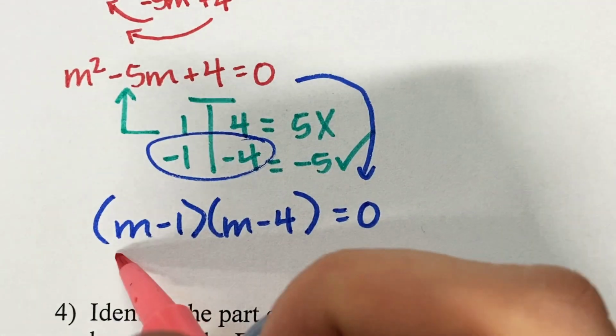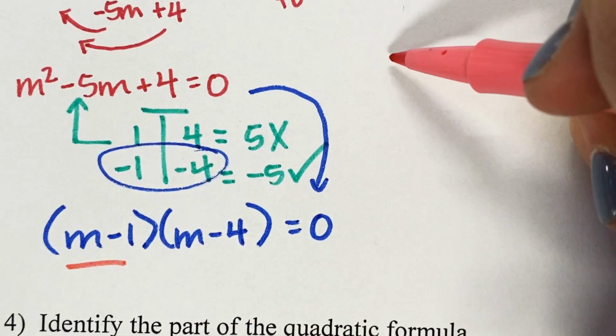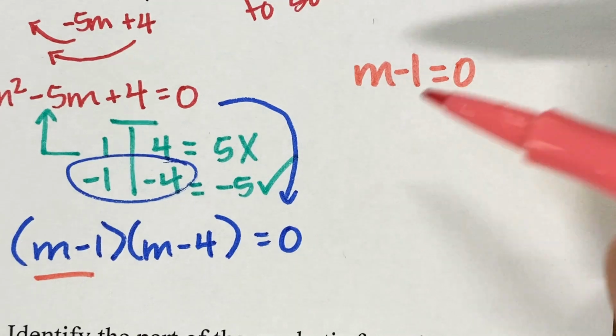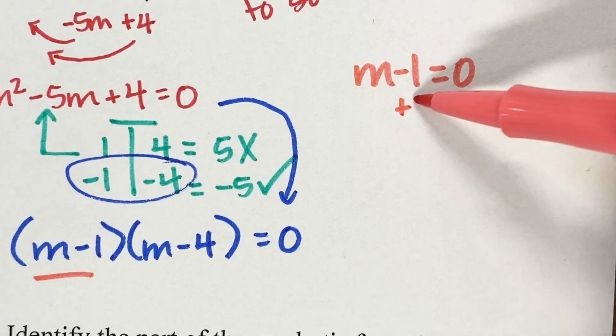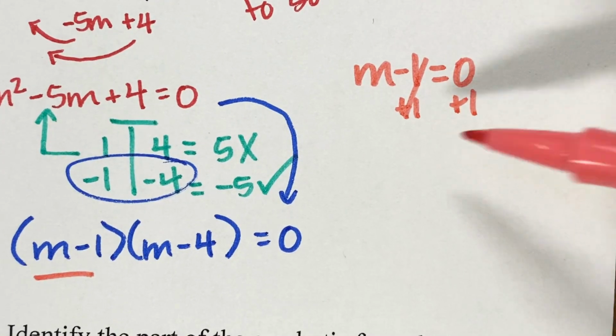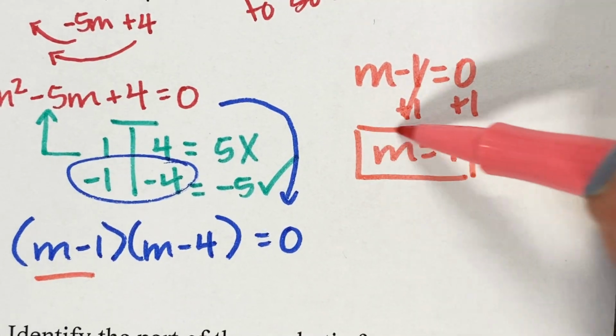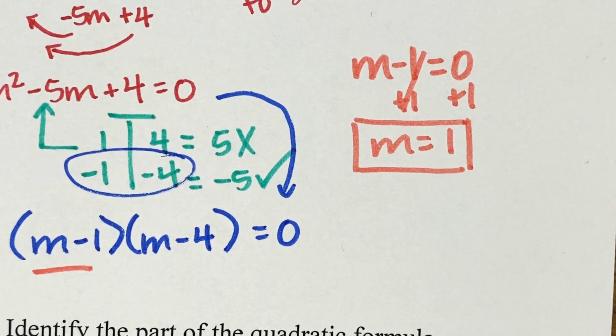Okay, so I'm going to take each piece. My first piece is m minus 1, set it equal to 0. Okay, the opposite of minus 1 is plus 1. So I have m equals 1 for my first answer. Let's take our second piece.